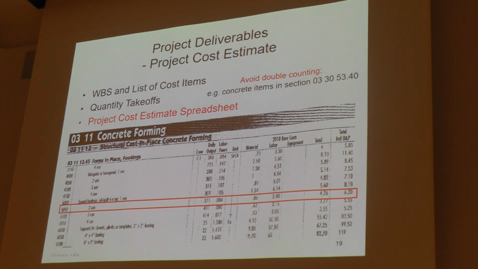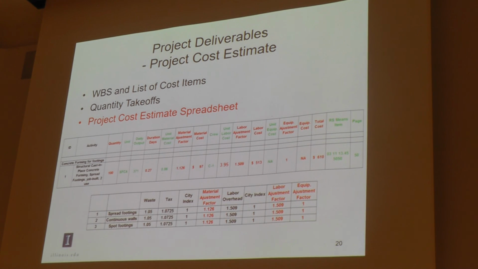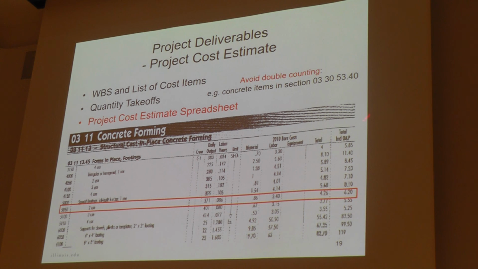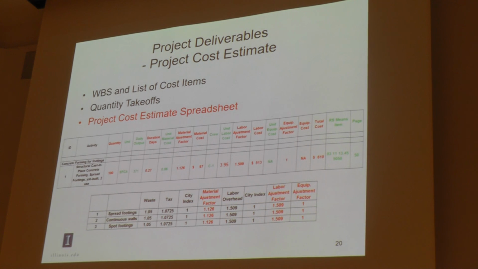So what we need to do in this task is here. For this activity, the concrete form, let's assume we estimate the quantity as 100 square feet contact area. And we get the daily output from the RS Means here, 371. And we divide this quantity by the daily output. We can get the duration days.